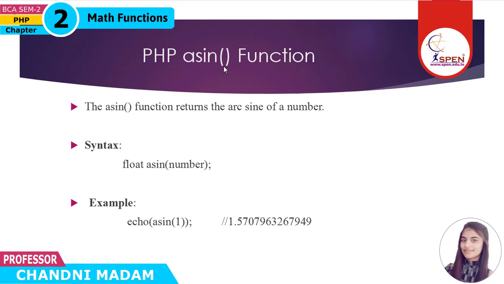Here the next function is asin. So asin means arc sine. This function returns the arc sine of your number. Here is the syntax. The asin function requires one parameter, and after executing this function it will return a float as a value. Here we pass 1. So the arc sine value of 1 is 1.5707 up to 49.